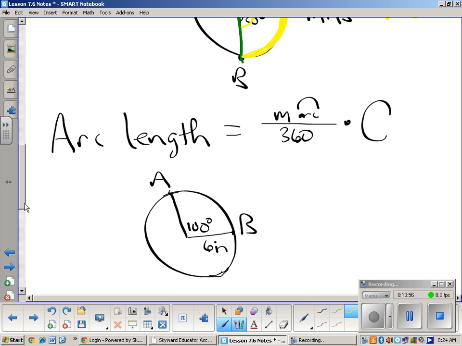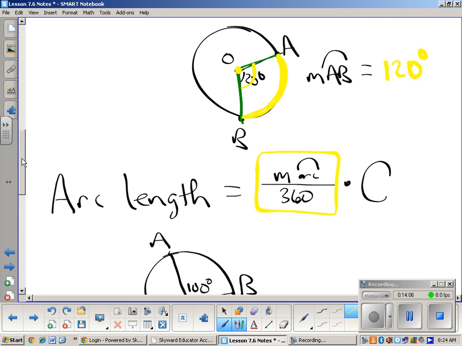And so what we're doing, this right here tells us the ratio of the circle we're looking at. We're looking at this one up here, it's 120 degrees out of the whole circle 360. So the measure of this arc would be 120 up here. That arc there would be 120. And so they'd be 120 over 360 times the circumference of the whole circle.